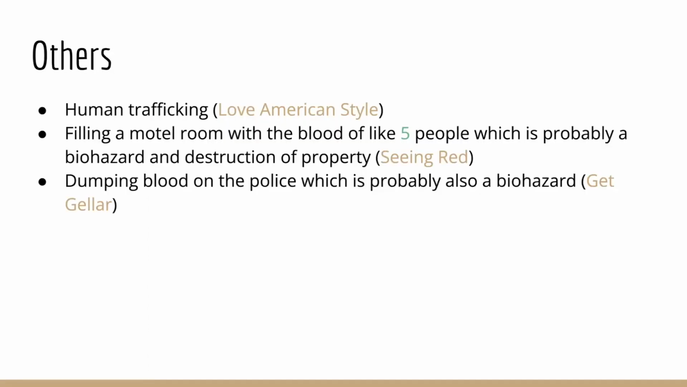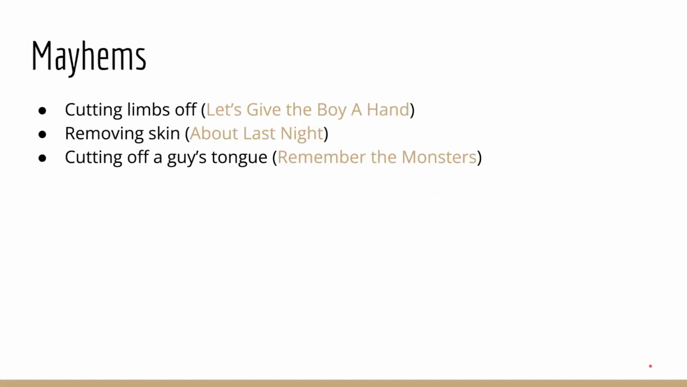And then the others that occur are human trafficking in Love American Style, filling a motel room with the blood of like 5 people, which is probably a biohazard, and also destruction of property in Seeing Red, and dumping blood on the police, which is definitely also a biohazard, in Get Geller. The mayhems that occur are cutting limbs off in Let's Give the Boy a Hand, removing skin in About Last Night, and cutting off a guy's tongue in Remember the Monster.